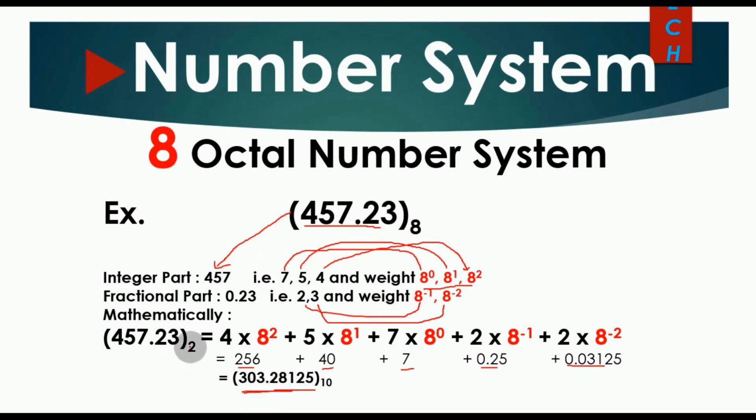Here the base of this octal number system is 8. Both are equal: you can represent the number in the octal number system as 457.23, but in decimal it is 303.28. So I hope you understand the concept of the octal number system.